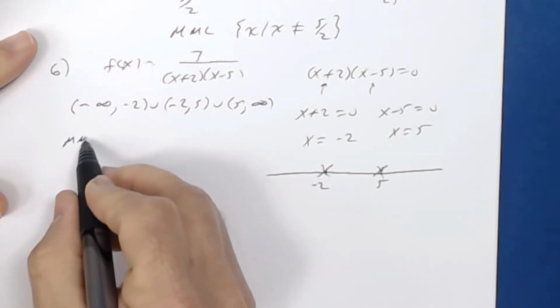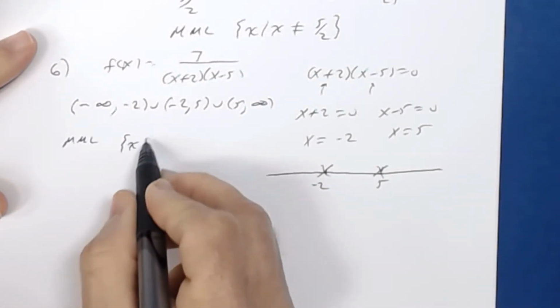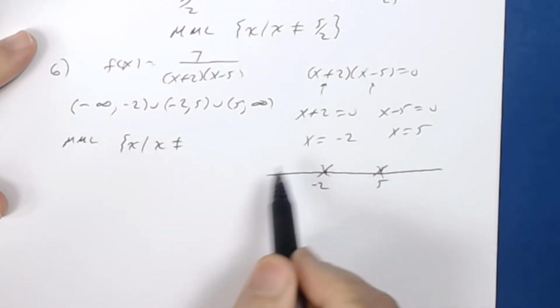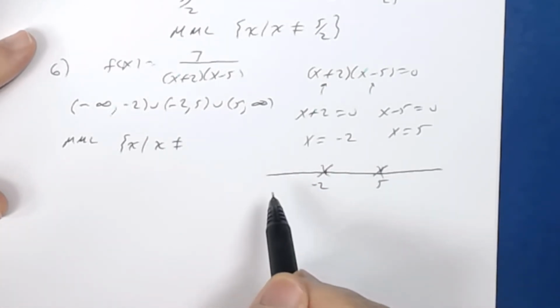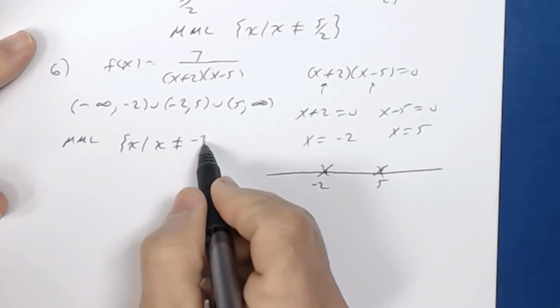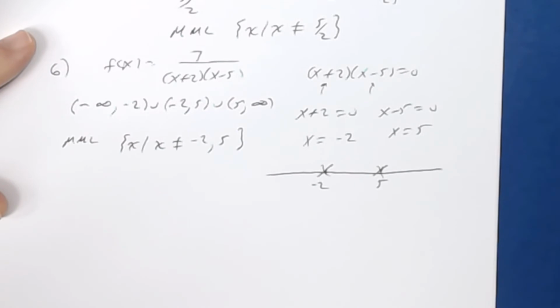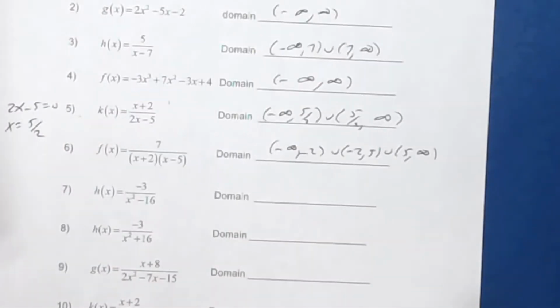All right, now on MyMathLab, you would probably write it like this: the set of x's such that x does not equal, and since there are two of them, they'll probably tell you to separate them using commas. So you say -2, comma 5, and that's it. Okay? All right, number 7.